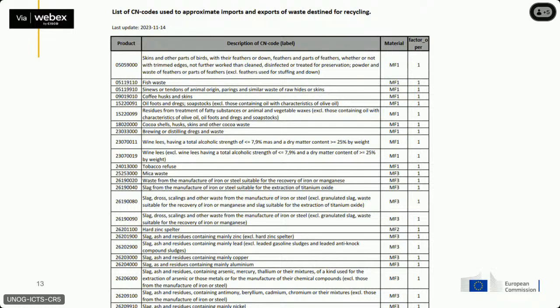We work at the best possible granularity of detail in this classification that we can achieve, so that we don't have to use coefficients different from 100. But in a few cases, we have to use some of these coefficients. So this is the transposition that we do between external trade statistics and material flow accounts.